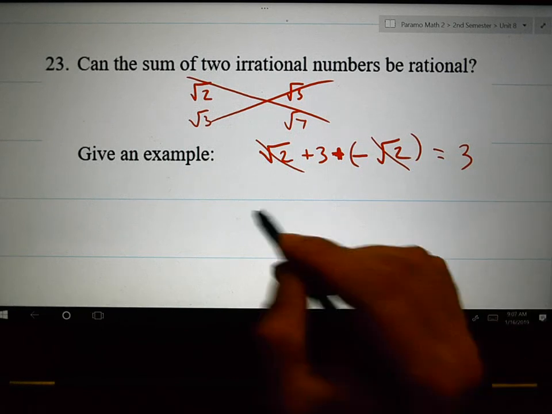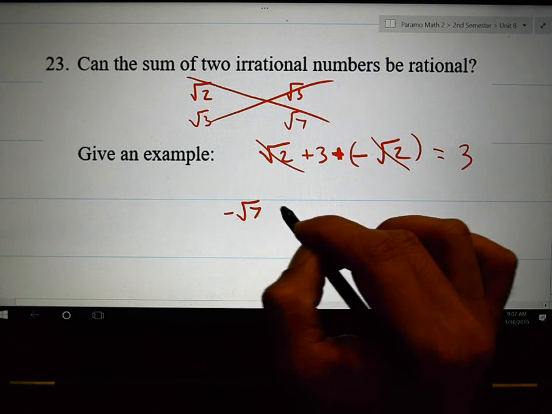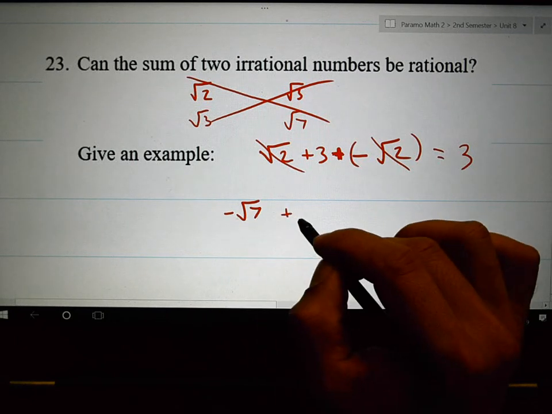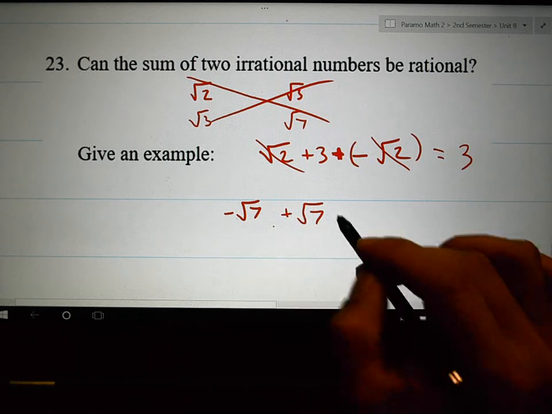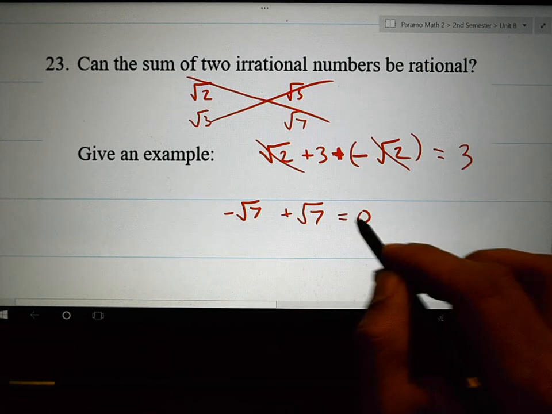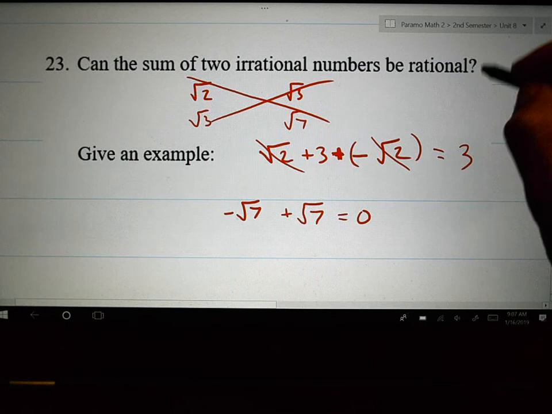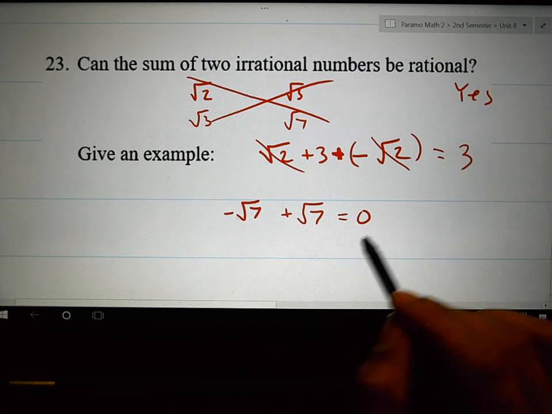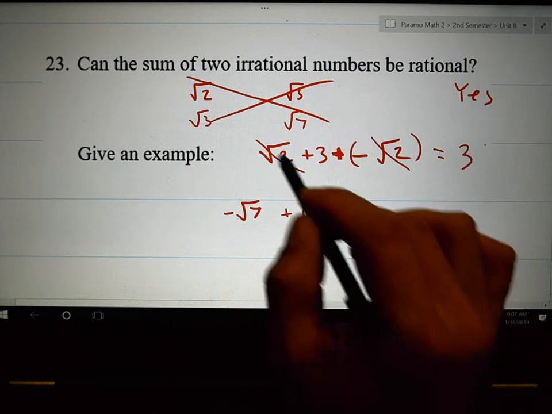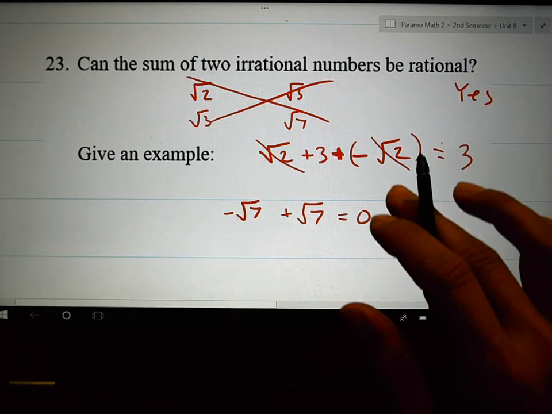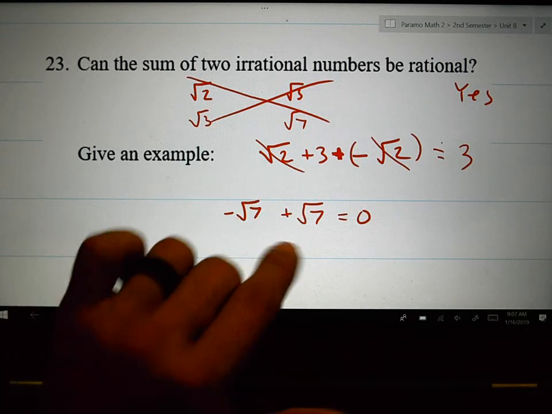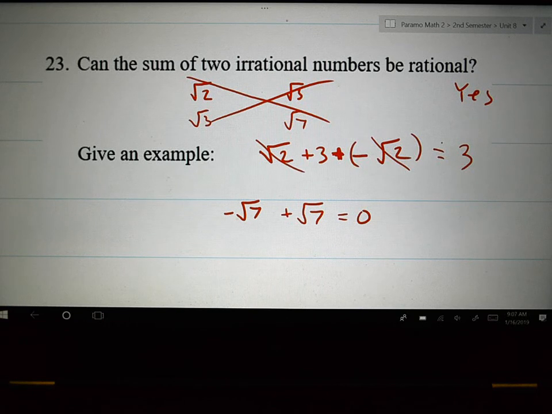Matter of fact, anything that had a positive radical being added to the negative radical starts making a rational number. So the answer to this is yes. Here are 2 examples that would work for you. Something with a positive root 2 and a negative root 2, or a negative root 7 and a positive root 7. They would create a rational result. I'm going to stop your notes right there.